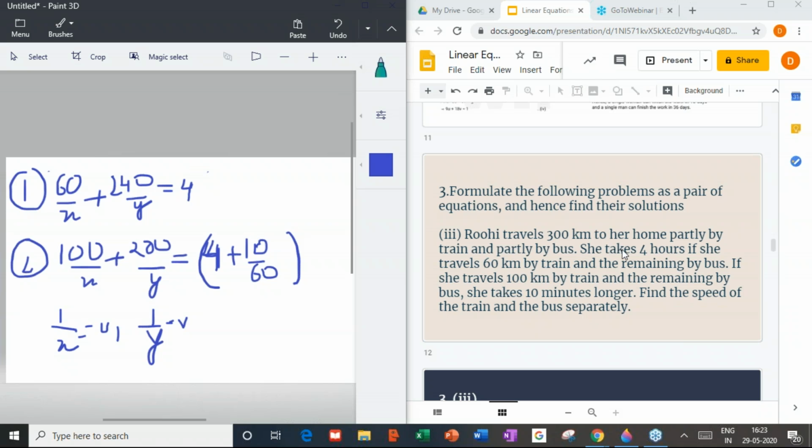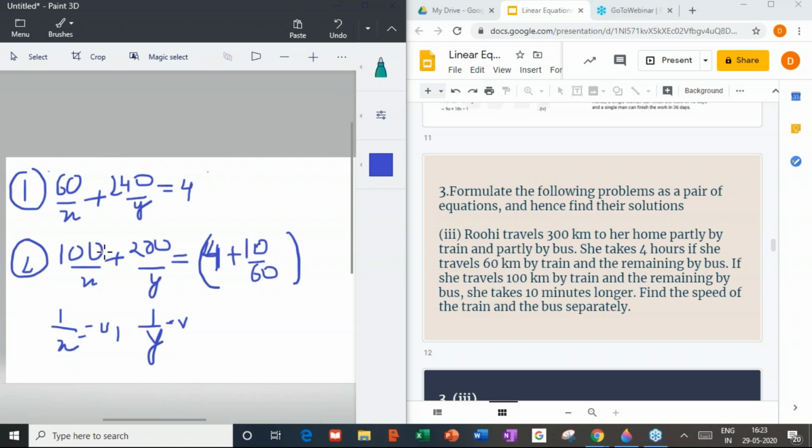The first statement we took care of, right? She takes 4 hours if she travels 60 kilometer by train and the remaining by bus. Correct. Now the second statement is if she travels 100 kilometer by train and the remaining by bus, which is 100 by train and 200 by bus, she takes 10 minutes longer. They have given it in terms of minutes, not in hours.